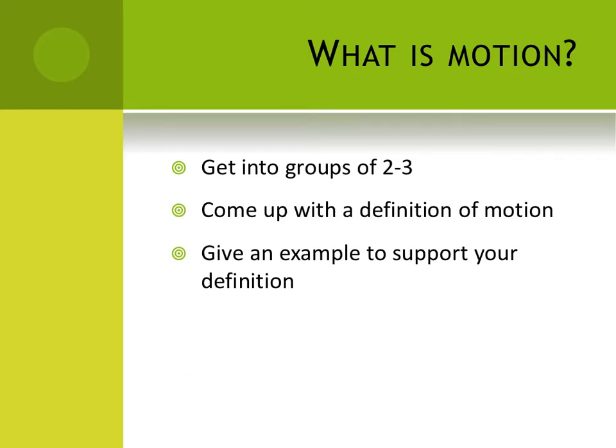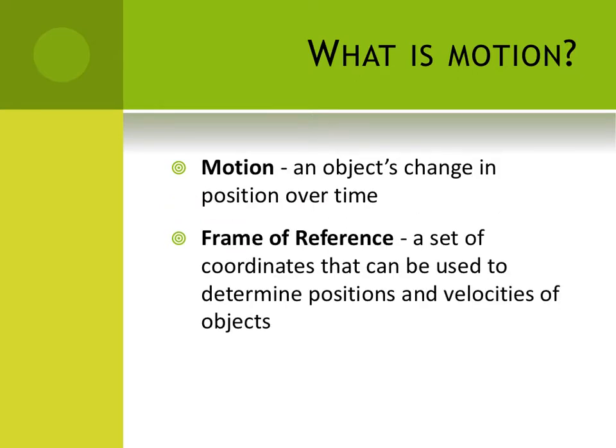Okay, so hopefully you guys were able to come up with an example of motion and what a basic definition of motion is, and hopefully it was something like this. An object's change in position over time is just a very basic definition of motion. So motion is describing how an object will change from one position to another position, from one point to another point over time. And we have to have a frame of reference when we're talking about motion.